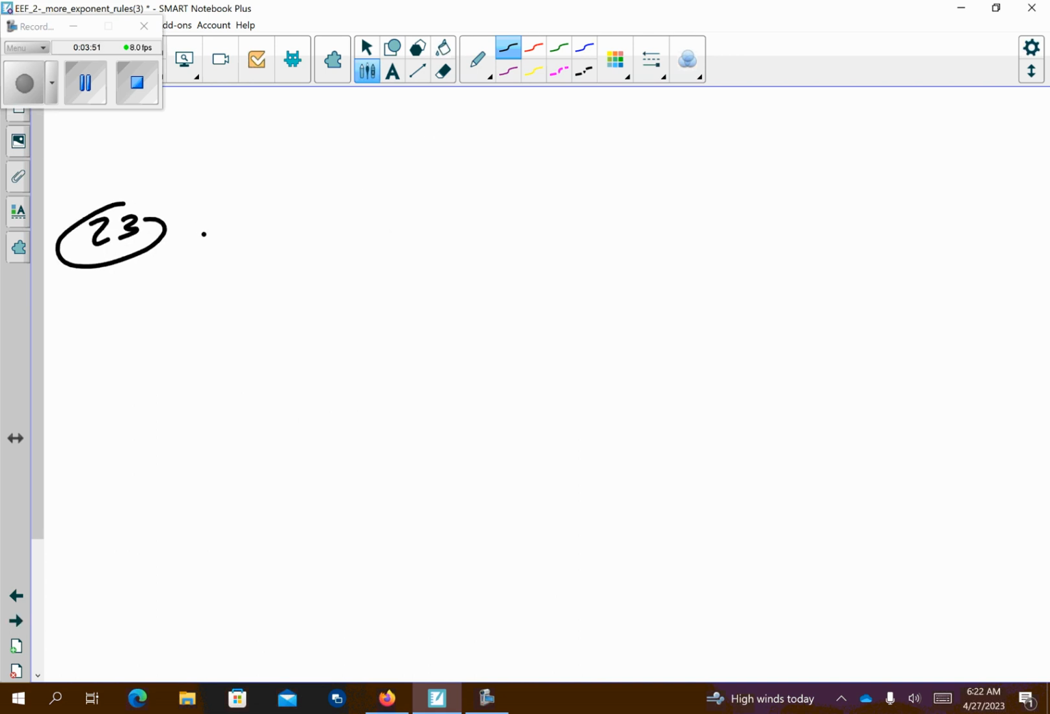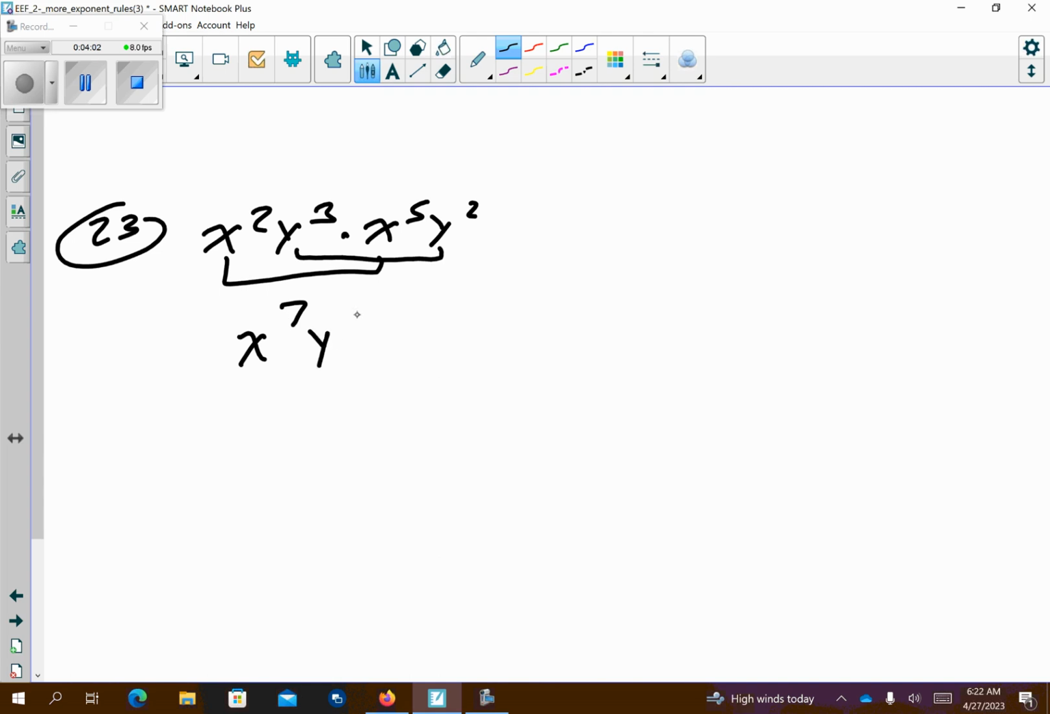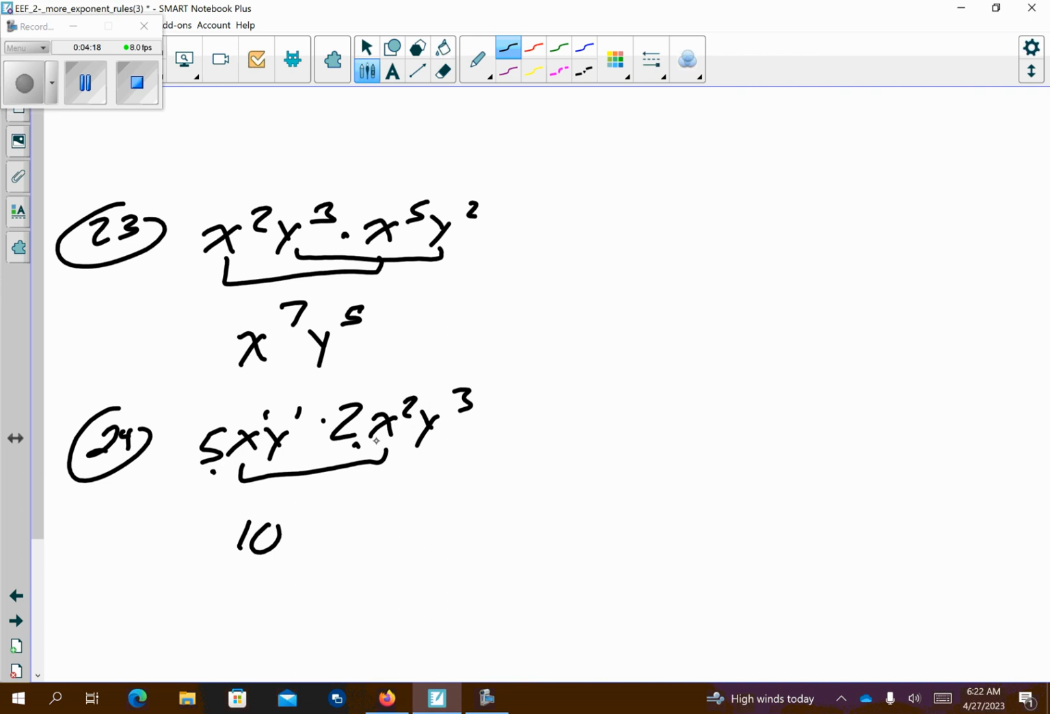Number 23, I get x squared y to the third times x to the fifth y to the second. These are like bases, so we add the exponents. 2 plus 5 is 7. Like bases being multiplied, so we can go ahead and say that's y to the fifth. Number 24, we get 5xy times 2x squared y to the third. Realize those are both to the first, so 5 times the 2 is going to give me 10. x to the first times x squared, x to the third. y to the first times y to the third is y to the fourth.